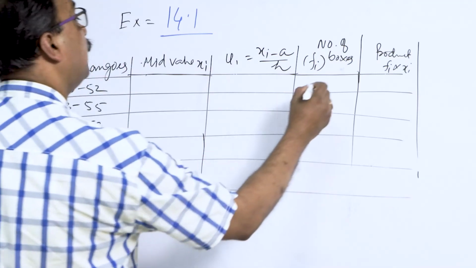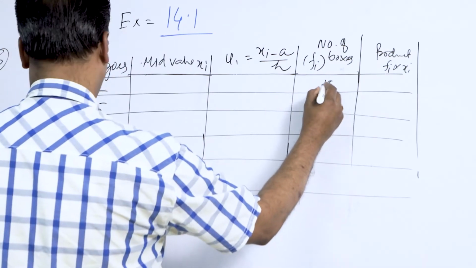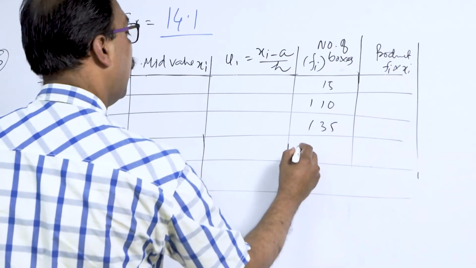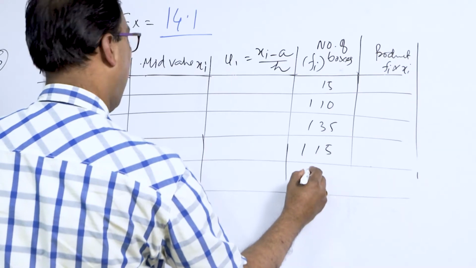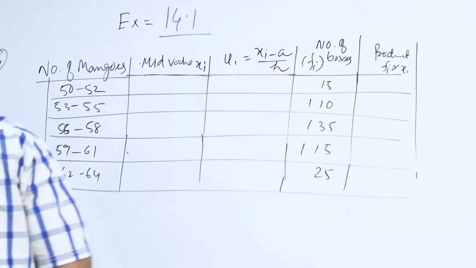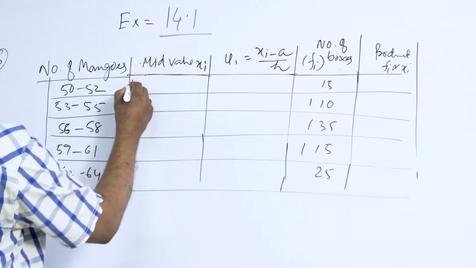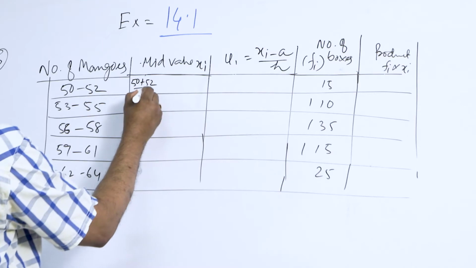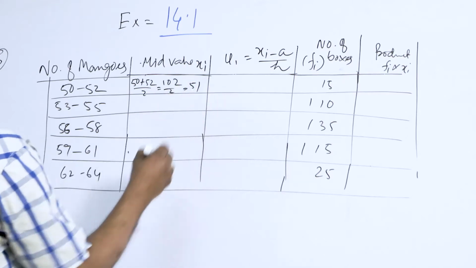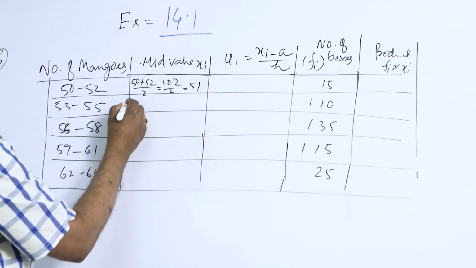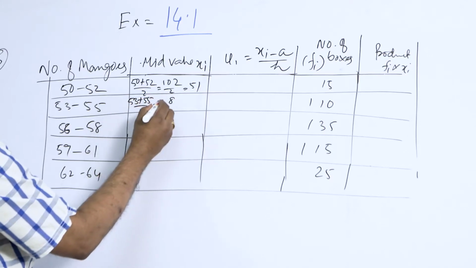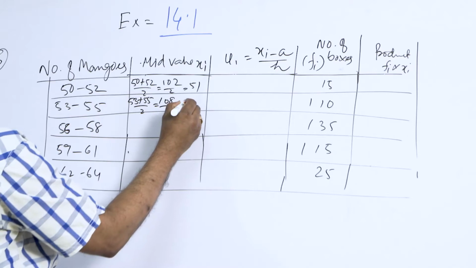Then you write the number of boxes: first is 15, then 110, 135, 115 and 25, okay. Now you come here, we can do the first mid value: 50 plus 52 by 2. How much is it? 102 by 2, 51. Then the next one is 53 plus 55 by 2, 108 by 2 is 54.